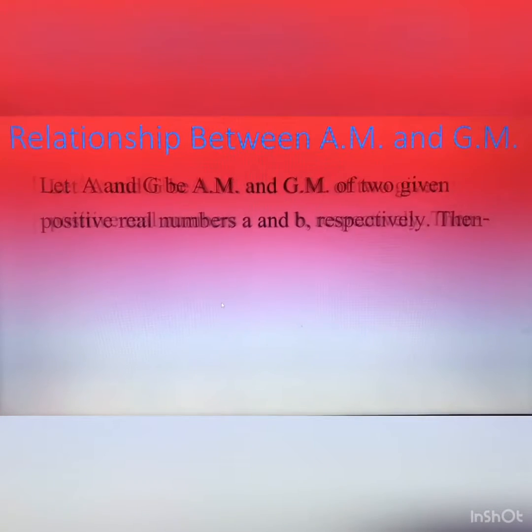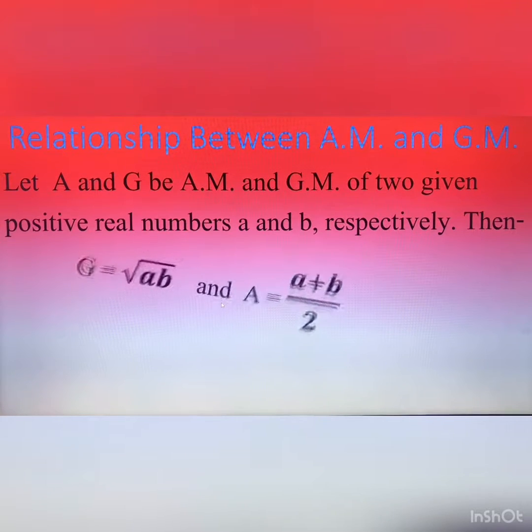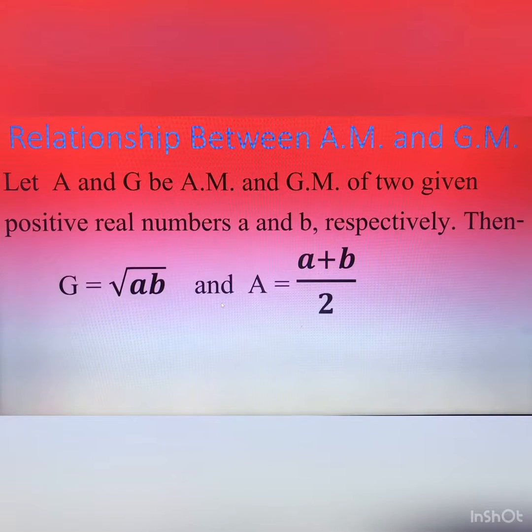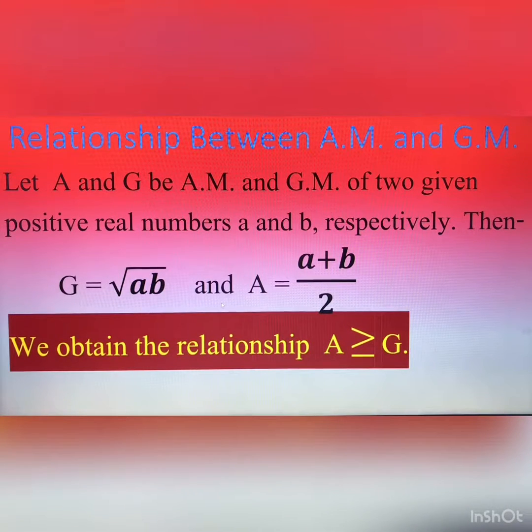Now the relation between arithmetic mean and geometric mean. Let A and G be the arithmetic mean and geometric mean of two given positive real numbers a and b respectively. Then G is square root of ab, and arithmetic mean A equals (a plus b)/2. Therefore the relation between these two is that A is always greater than or equal to G. Arithmetic mean is always greater than or equal to the geometric mean.